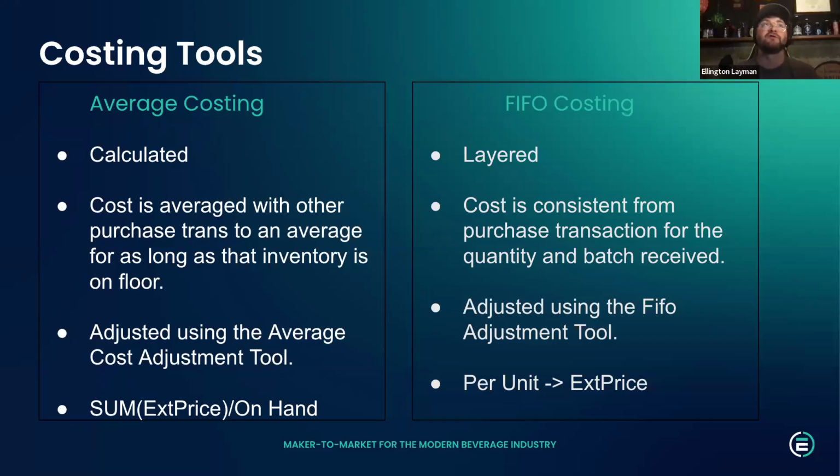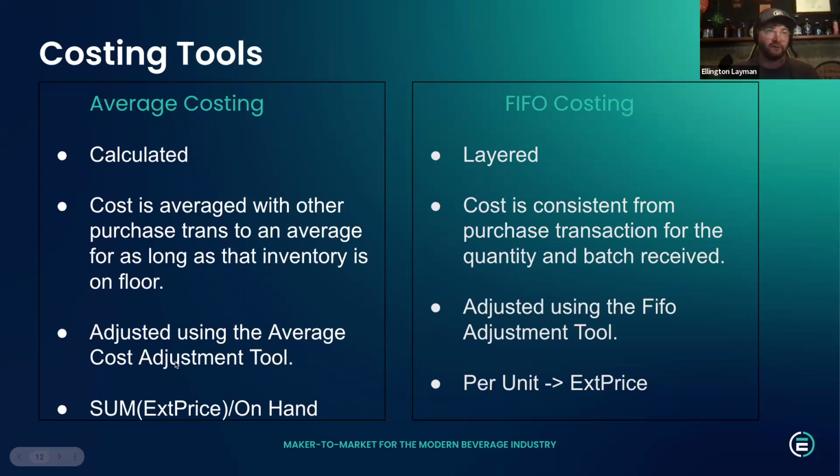Okay, the costing tools here. So average costing is calculated, FIFO costing is layered. The average costing is we take the cost for each time we purchase and have a purchase transaction for that product, we average that cost together for as long as that product is in our on-floor inventory. So as soon as we use up the batch of that product at that price, it's no longer averaged into our total cost. So yeah, average it with the other purchase transactions as long as that inventory is on floor.